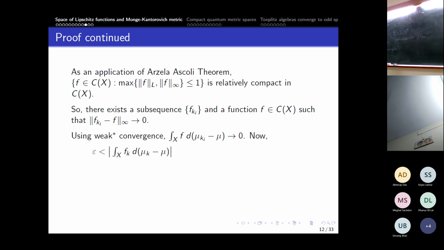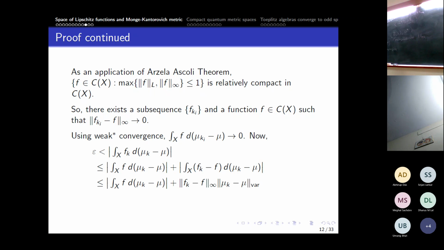So now let's see, the integral of fk with d(mu k minus mu) was greater than epsilon. I can add f here and subtract f. Now the first quantity is going to 0 because of the weak star compactness. For the second quantity, it's less than or equal to the infinity norm times the variation norm. We know the infinity norm of fk minus f is also going to 0. The only problem is what about mu k minus mu?